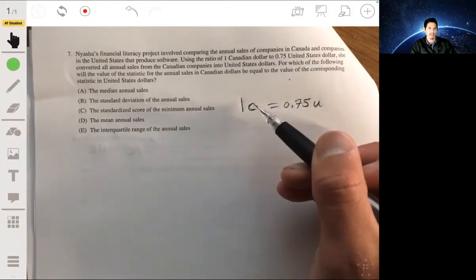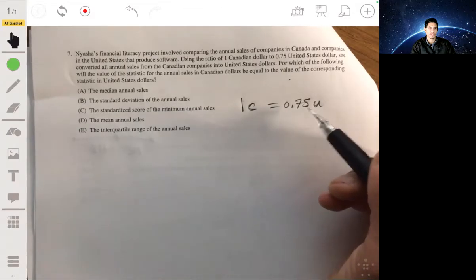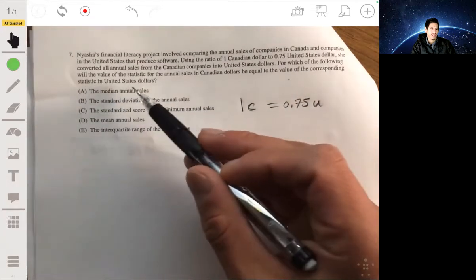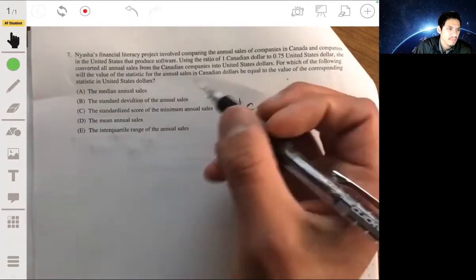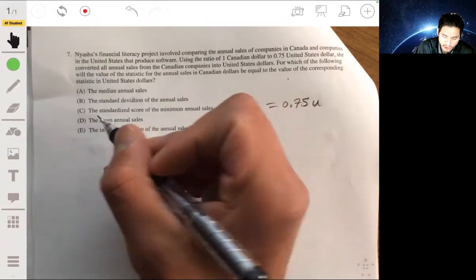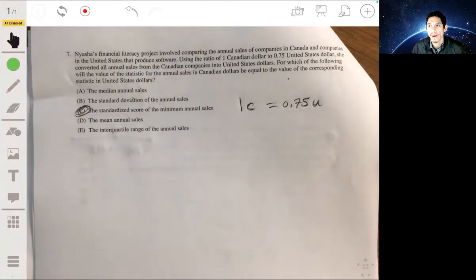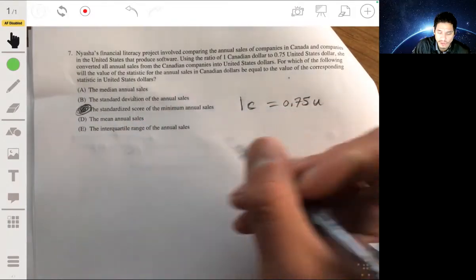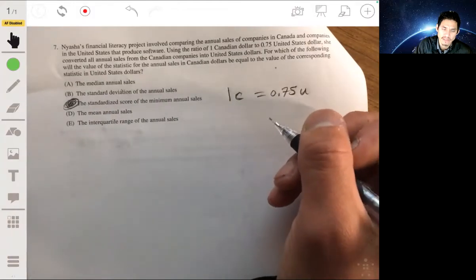So if the mean of the Canadian dollars was 1, then the mean of the United States dollars would be 0.75 times 1, or 0.75. That would apply to standard deviation and measures of spread as well, measures of center and spread. But the standardized score basically takes into account the relative values. Remember, standardized values tell you within a distribution where a value lies.